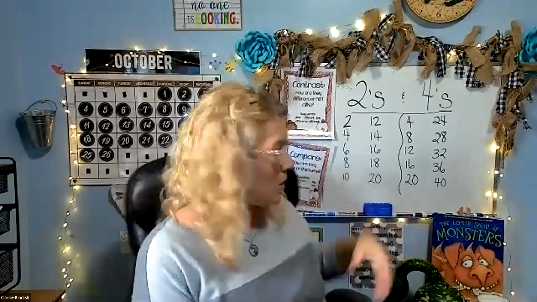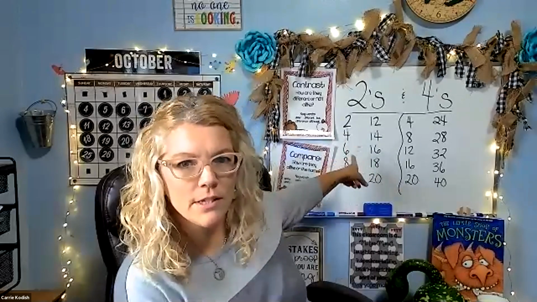Anyway, so when you multiply by 2's, your answers will always be an even number. So I put up the 2's here. 2, 4, 6, 8, 10, 12, 14, 16, 18, 20. You probably heard him go to 24.